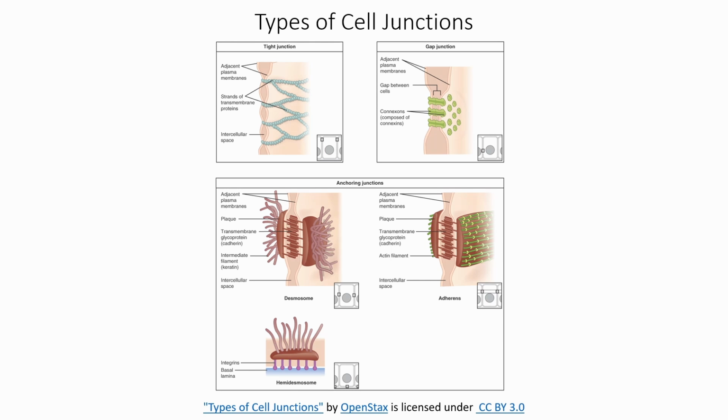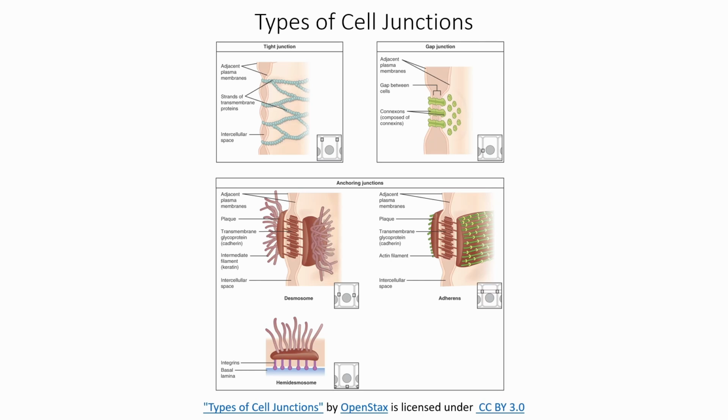Here we go. So let's talk about the cell junctions first. We have a few different types. We have three main categories: tight, gap, and anchoring junctions. These are not limited to just epithelial tissues. We can see some of these in other locations, like the gap junction, but we do definitely see these in all the epithelial tissues. So let's talk about the tight junction first.